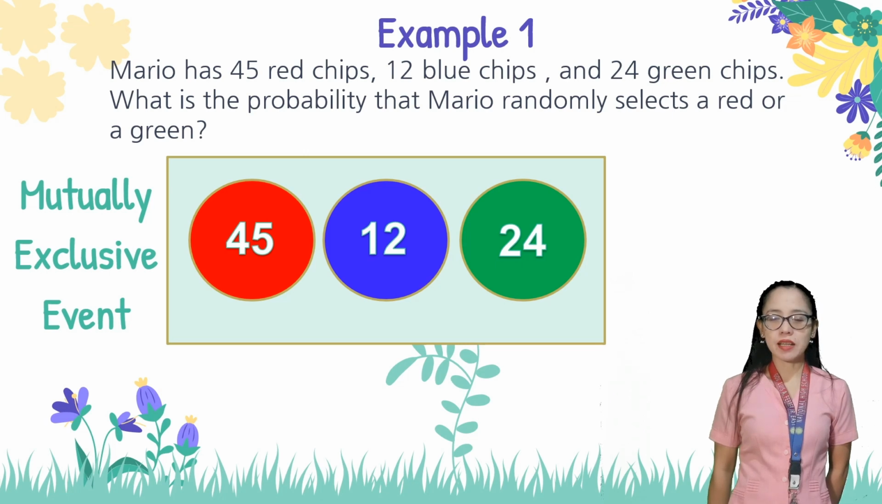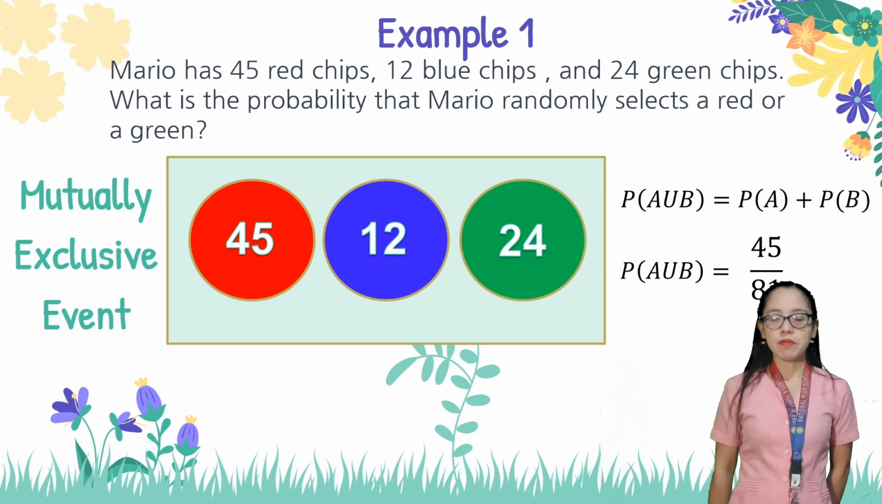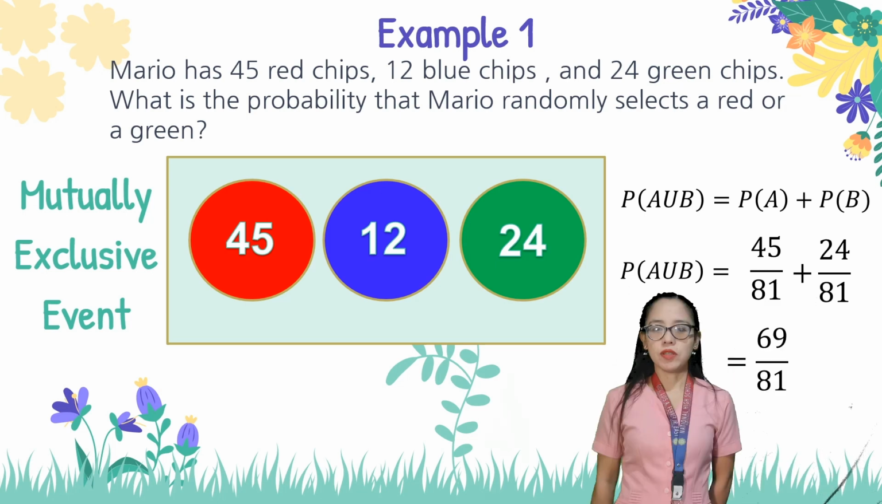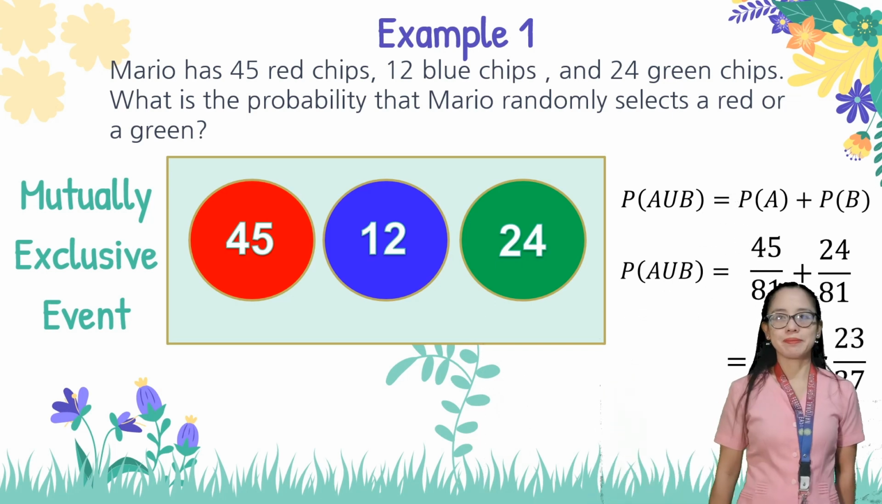To get the probability in selecting red or green, we will add the probability of A plus the probability of B. The probability of selecting red is 45 over 81 and the probability of selecting green is 24 over 81. So the probability of selecting red or green is 69 over 81, or simplifying it, we have 23 over 27.